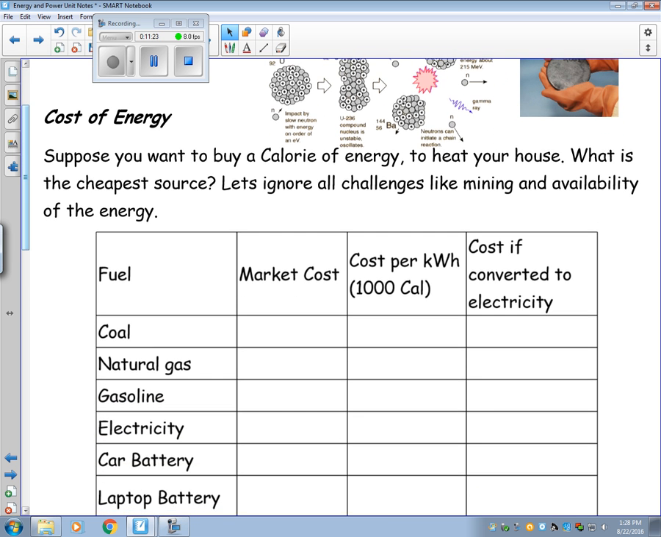Okay, cost of energy. This is where it really comes down to. This is really the reason why we haven't gone to a more environmentally friendly fuel.